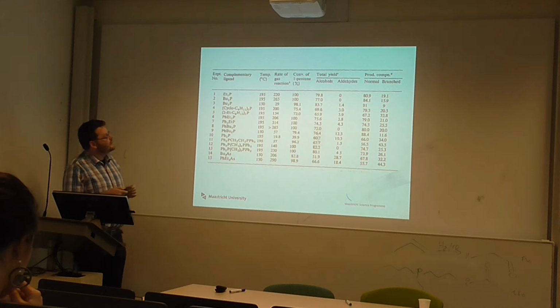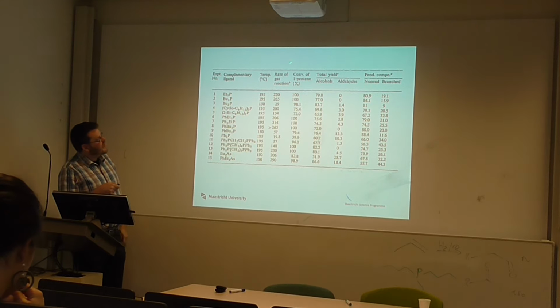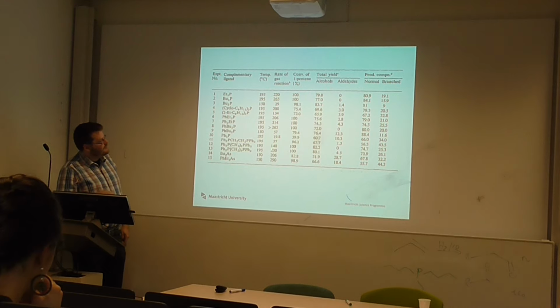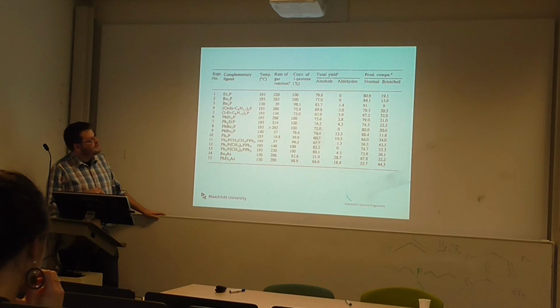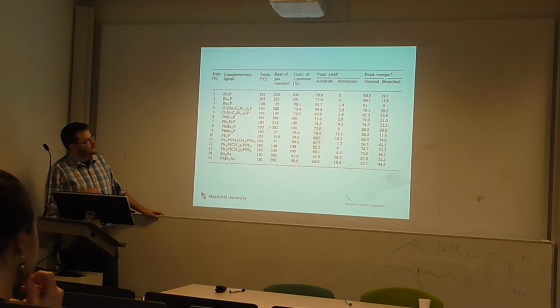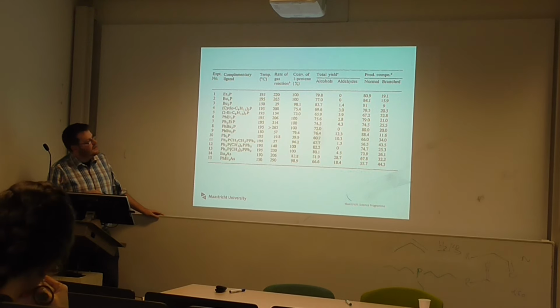Now that's what we have here. We've got rate of gas, right? This is sort of a way that they've measured the rate of the reaction. But look at the selectivity. Here we're looking at the N to iso. So iso is branched, right? You can also call it the branched product.